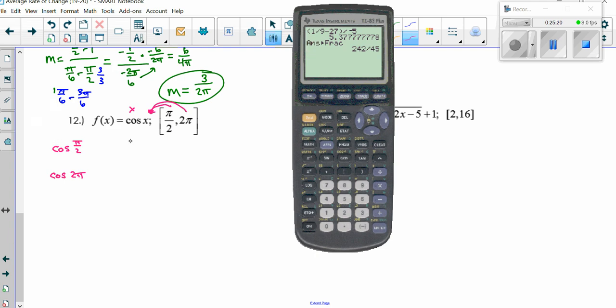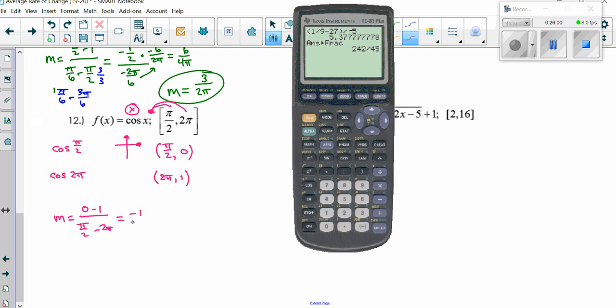Okay, so I want to know my x values. So when I look at this and I plot these, pi over 2 again is up here. So when I have an input of pi over 2, my x value here is 0. So notice we're pulling our x values now. And 2 pi means that it would go all the way around in here. So for an input of 2 pi, my x value is 1. Okay, so again, x values. So I can now say m equals 0 minus 1 over pi over 2 minus 2 pi.